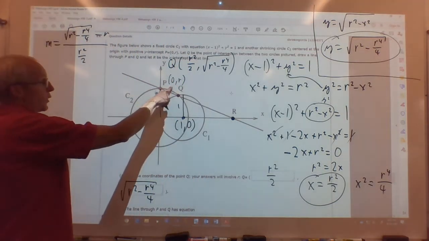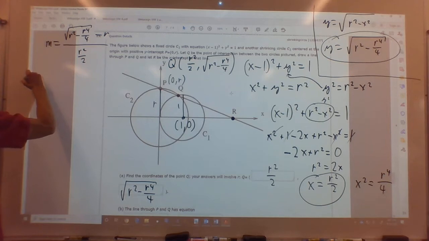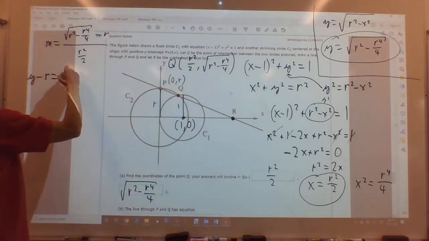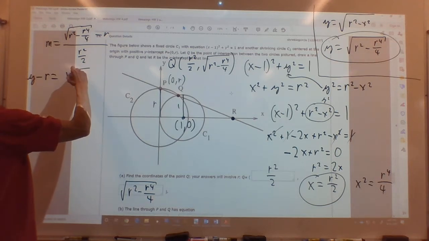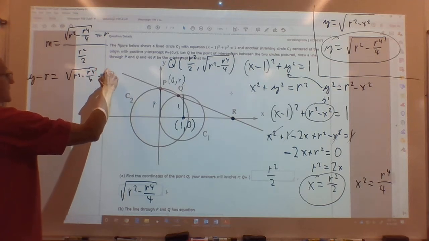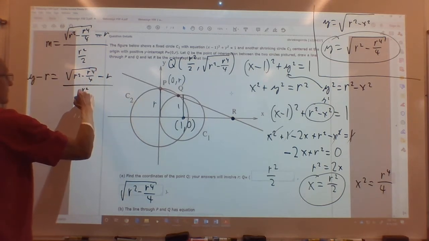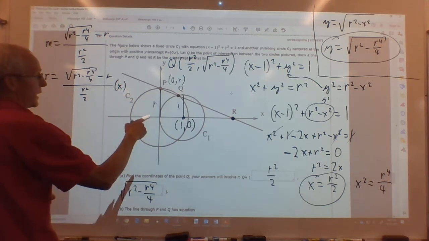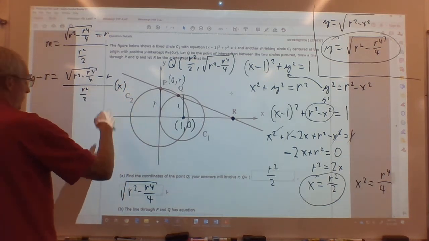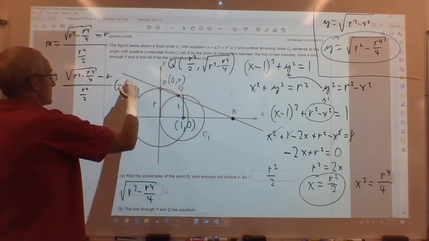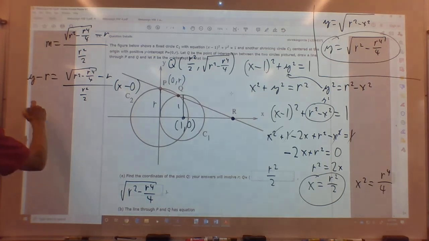Now if we use this point, we go y minus y1, so y minus r is equal to the slope, square root of r squared minus r to the 4th over 4 minus r, divided by r squared over 2, times x minus 0. This is why it's nice, because x's value is 0, so x minus 0 we don't really need to put. So put the r on the other side. It's a lot of writing.